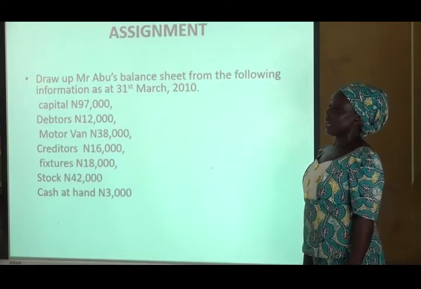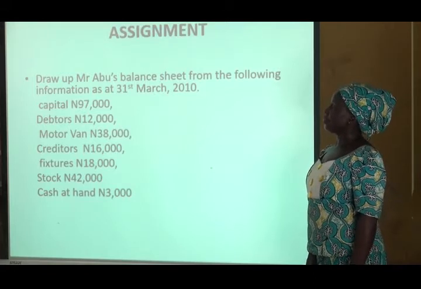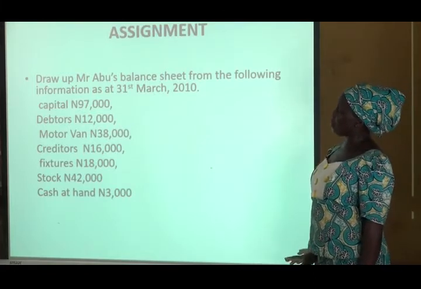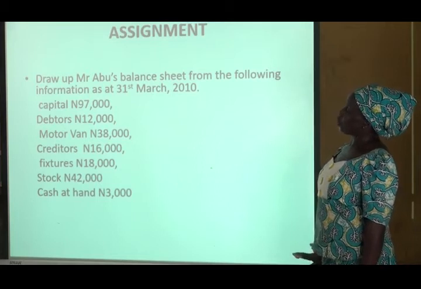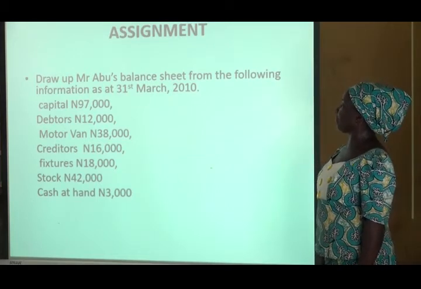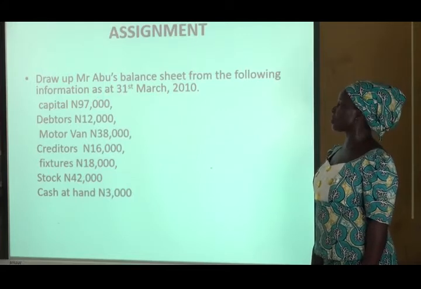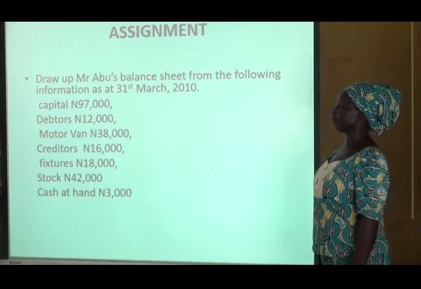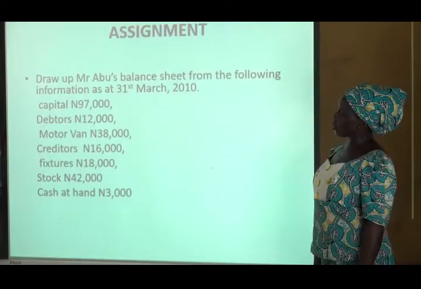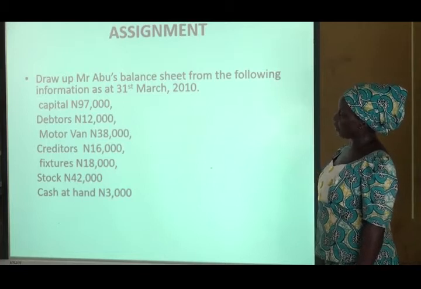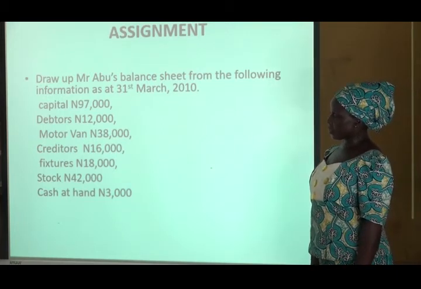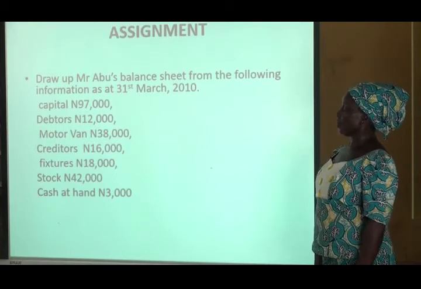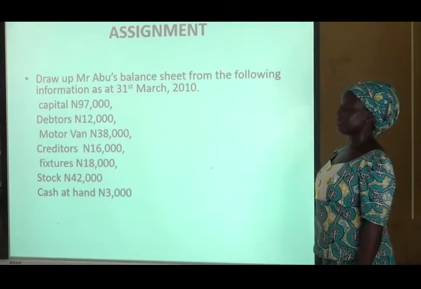Before I leave, I have an assignment for you, a simple trial balance. You are to prepare a simple balance sheet. Draw up Mr. Abu's balance sheet from the following information as at 31st March 2010. We have capital, 97,000 naira. Debtors, 12,000 naira. Motor van, 38,000 naira. Creditors, 16,000 naira. Furniture, 18,000 naira. Stock, 42,000 naira. Cash at hand, 3,000 naira.